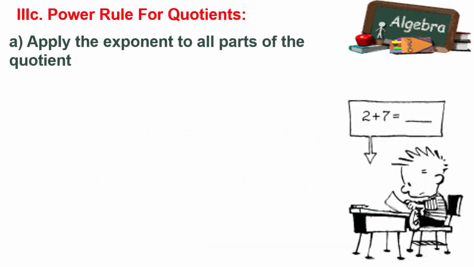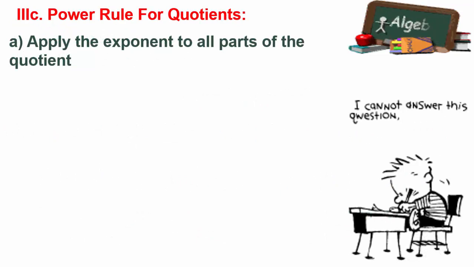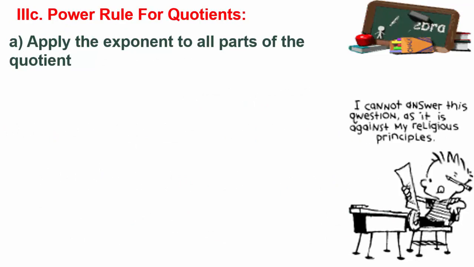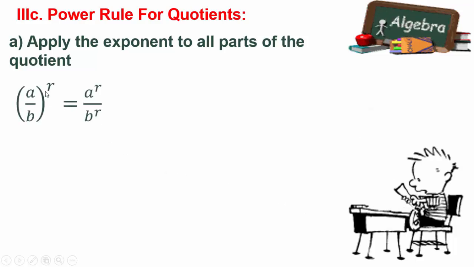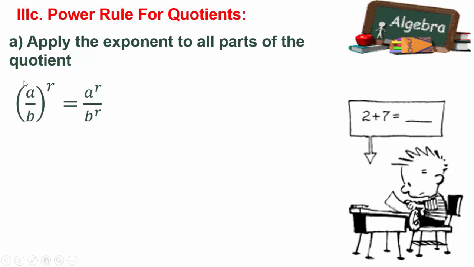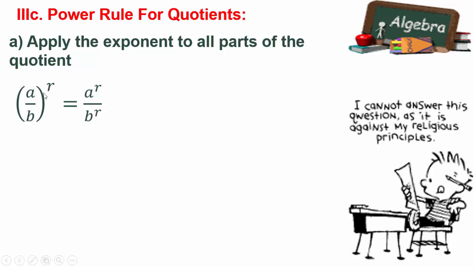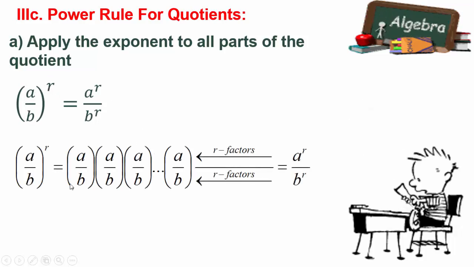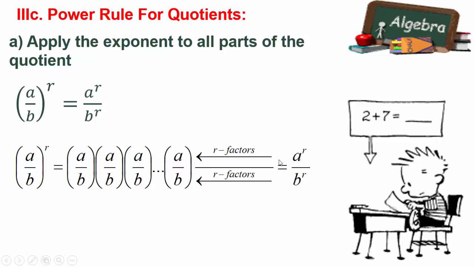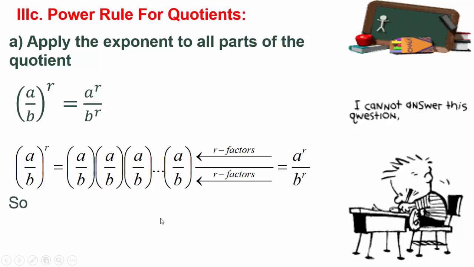And in C, when we have the power rule applied to the quotient, it's the same idea. We want to apply the exponent to all the parts of the quotient. So that means if we have a over b inside a bracket, remember this is inside the bracket, and we have the r out here, we bring the r here and here. So here is why it's true. This is just an abstract version, r factors, and a over r, b over r.